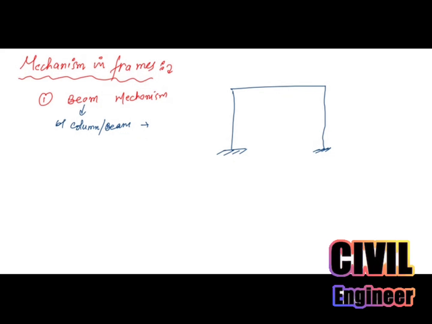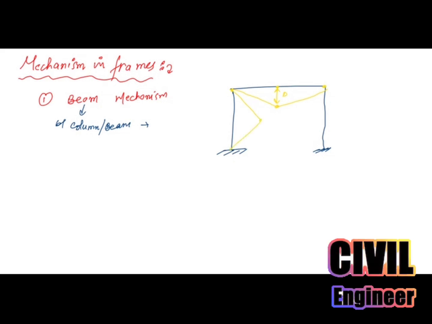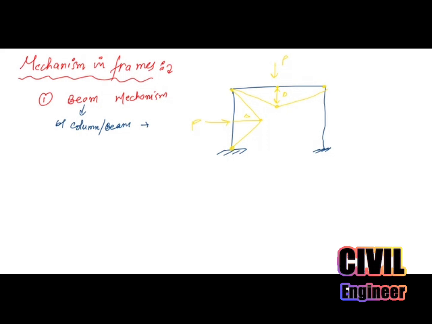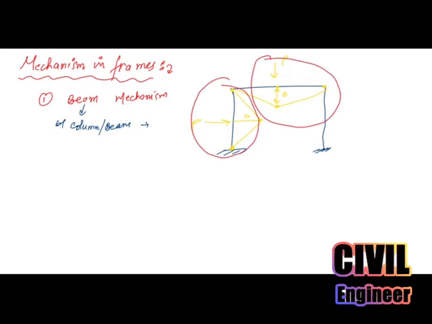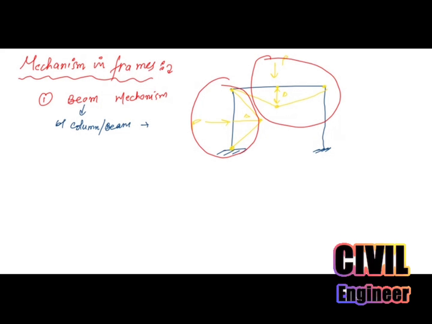Let us suppose the hinges are formed here, here and here, which can cause the failure. Three hinges are required here, so I need three hinges. If we have load P applied here, either this failure or this failure, any of the two, but in a single manner, if it happens, then it's a beam mechanism.